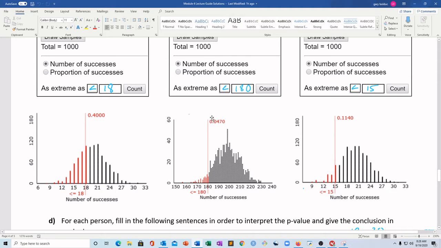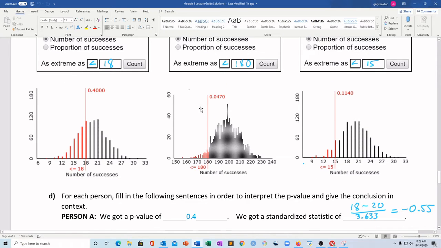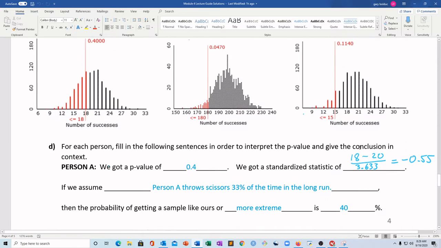Person B, on the other hand, only 4.7% of the dots are colored in. And person C, 11.4% of the dots are colored in. Again, I'm going left each time. So those are our p-values: 0.4, 0.047, 0.114. In D, it asked me to answer some questions about this.